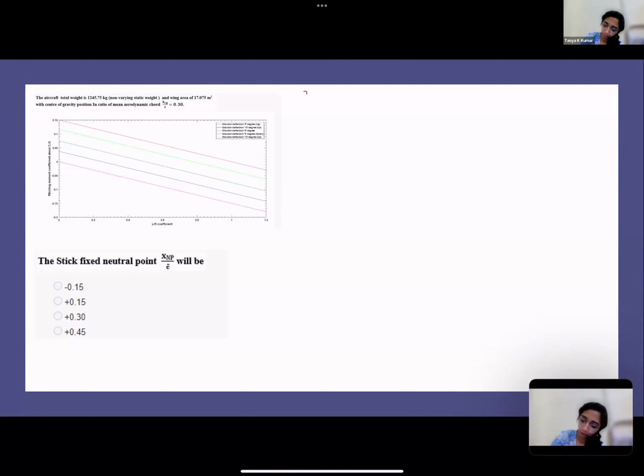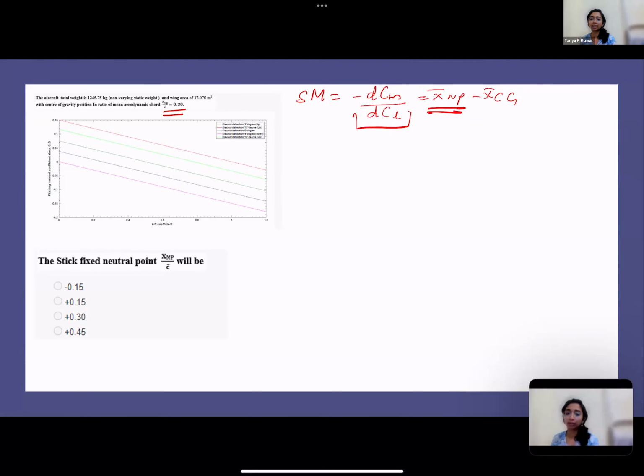So your static margin is minus DCM upon DCL, which is X bar NP minus X bar CG. Now X bar CG, they've given you 0.3. You need to find out X bar NP, so you need DCM upon DCL. How will you find that? That is basically the graph that's given to you. For all of these lines, the slope is the same because remember that we had said deflection of the elevator does not change the slope. It merely shifts the line upward and downward. What happens is that the intercept changes. The slope remains the same. So pick any line, find out the slope, you get DCM upon DCL. Can you do this question now?